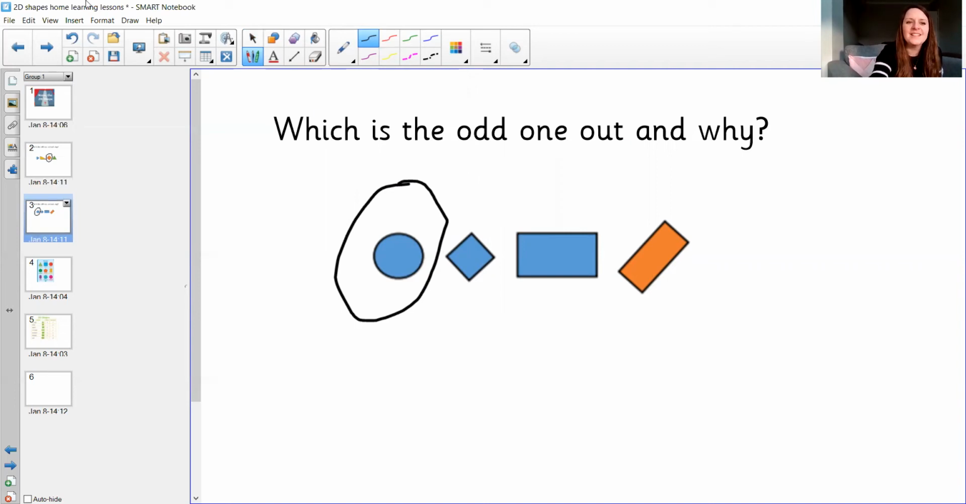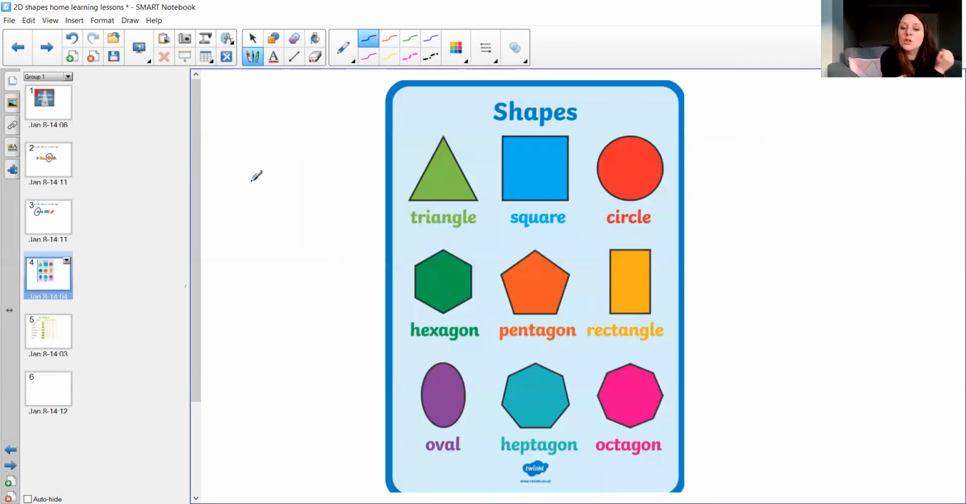Okay, today for your activity, I would like you to make me a 2D shape poster, a 2D shape wall. You can make it however you like. You could just draw the pictures of the 2D shapes and make them into a poster, or you could draw them individually. Below here, I've got an example. So you could draw lots of different 2D shapes. We've got a few that we haven't talked about in our input today.